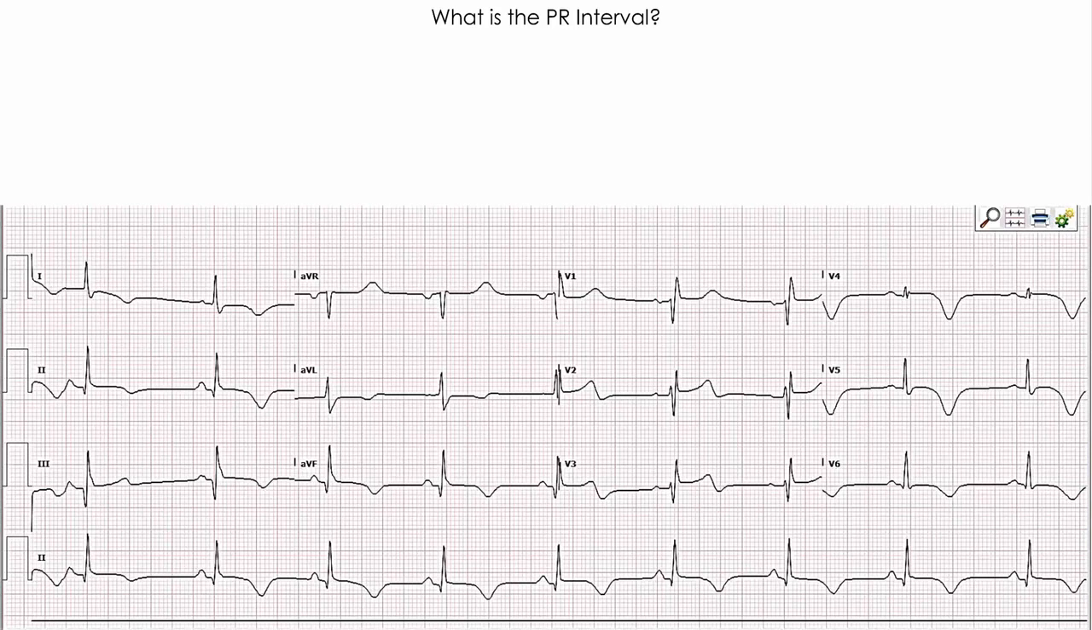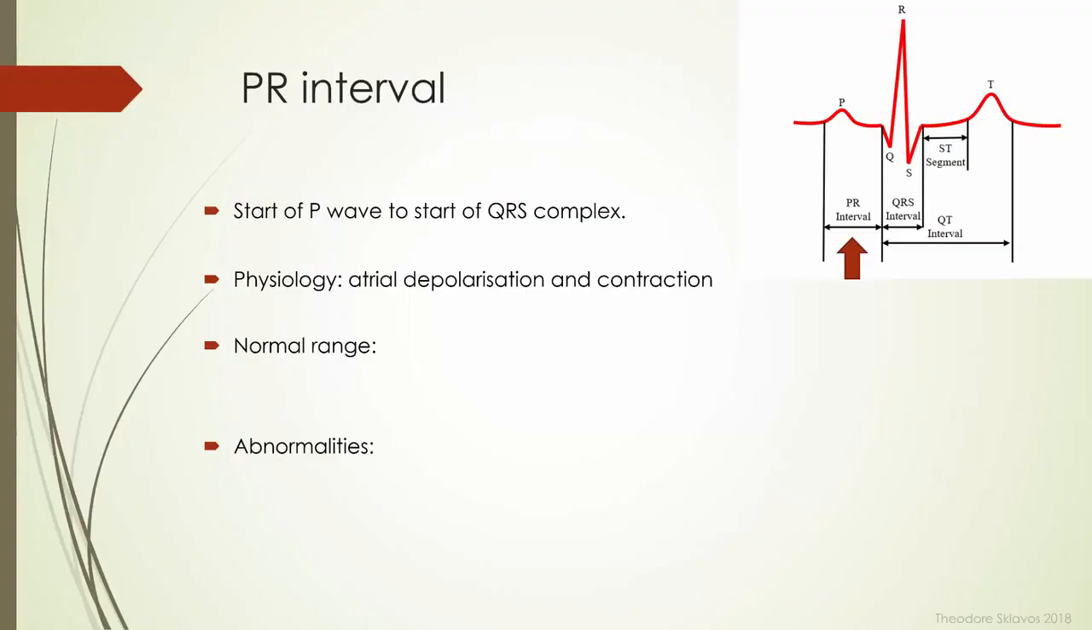So moving on to the PR interval, is the PR interval normal in this ECG? Well, let's first make sure we're all on the same page about the PR interval. The PR interval is defined as the duration from the onset of the P wave to the beginning of the QRS complex. It doesn't matter if the QRS complex starts with a Q wave or an R wave, it's just to the start of the QRS complex, whichever part comes first. Physiologically, it includes atrial depolarization and contraction. Although the atria activate during the P wave, they continue to contract throughout the whole PR interval.